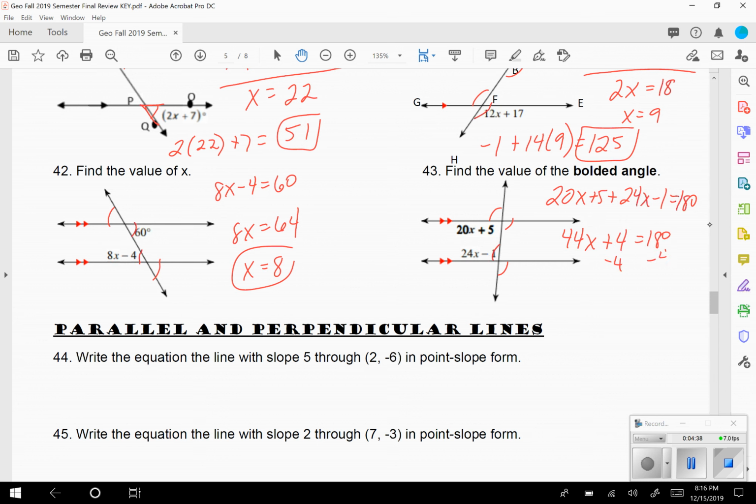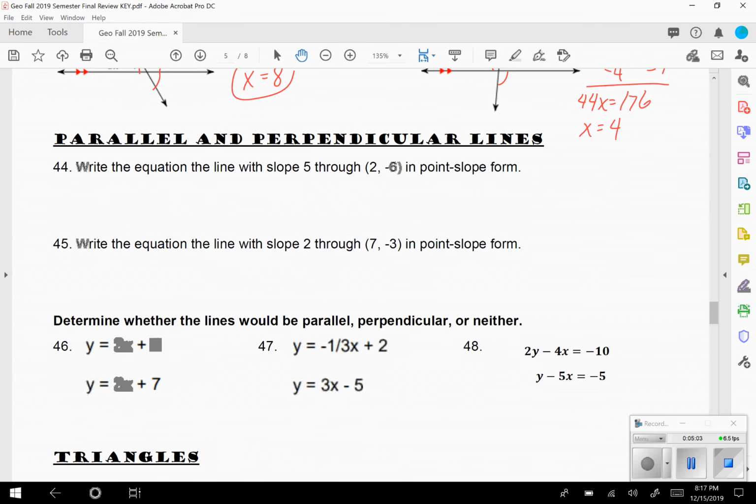Take away 4. So you get 44x is equal to 176. And if you divide by 44, you get x is 4. So now to find this angle, we'll plug in. We'll do 20 times 4 plus 5, which is 85.